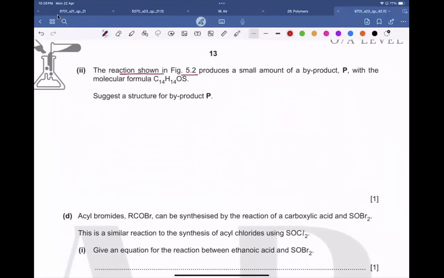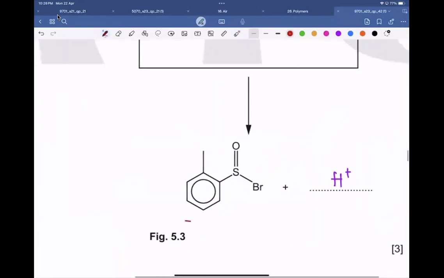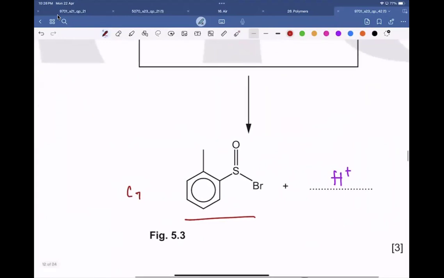the reaction shown in figure 5.2 produces a small amount of a byproduct P with the molecular formula of this. So it is the structure of a byproduct. Okay, so see, it's very important how you will figure out this product. If you see how many carbons this has, isn't it? It has 7 carbons. And if you count the hydrogens, if I'm not wrong, 1, 2, 3, 4, and 3. It has 7 hydrogens and SOBr. Is this the formula of the product?